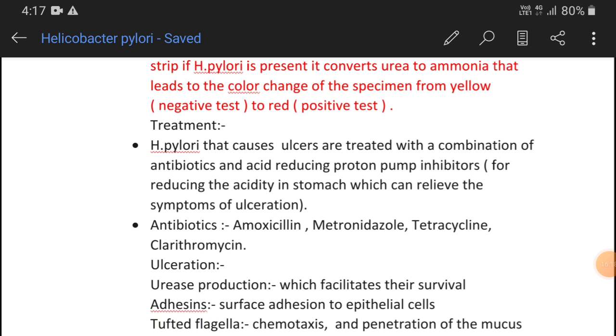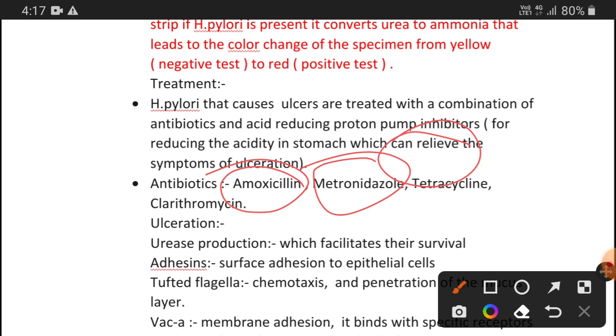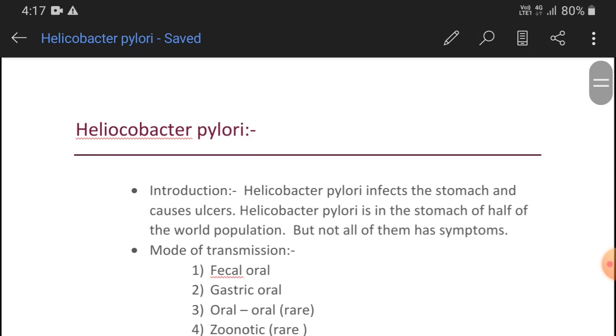Okay, so then treatment, a mixture of antibiotic and proton pump inhibitor for reducing the symptoms and for providing some relief, right? Antibiotics that are commonly used are amoxicillin, metronidazole, tetracycline, and clarithromycin. Okay, so that is the concept of Helicobacter pylori, and thank you for listening to this class.